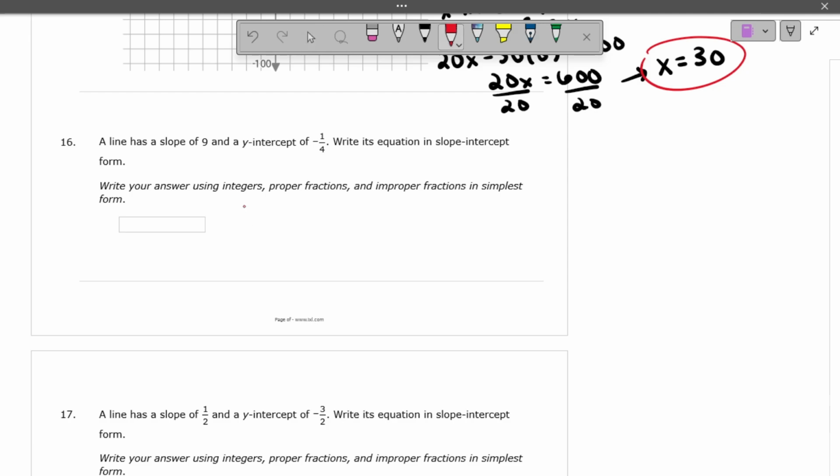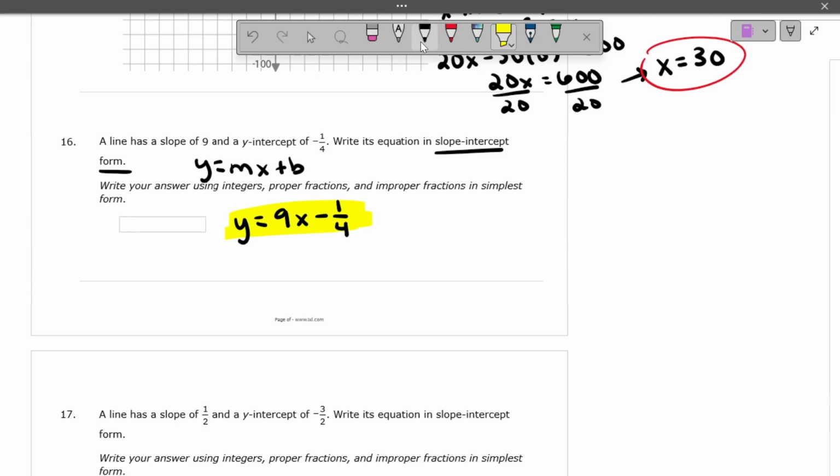A line has a slope of 9 and a y-intercept of -1/4. Let's write its equation in slope-intercept form. So y equals mx plus b. So we have a slope and a y-intercept. So y equals 9x plus b, which if our b, y-intercept, is -1/4, that'll be -1/4. And that's it. We're just plugging in what they tell us. So nice and simple for number 16.